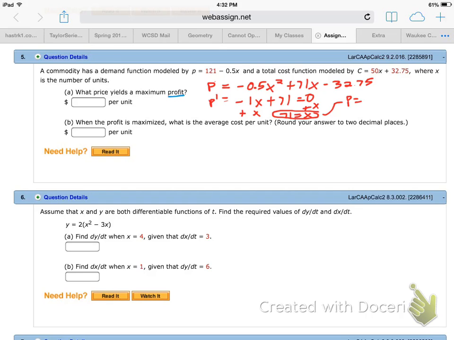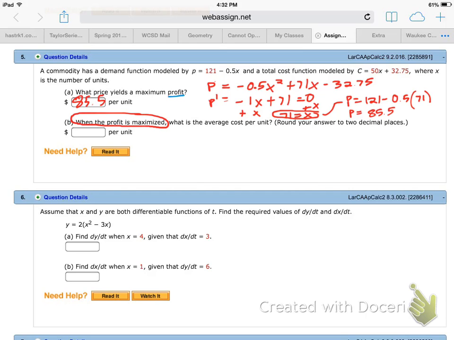Then you take that x equals 71. That's not your answer. I need to get the price that yields maximum profit. This is just the number of units that would be produced to produce maximum profit. So I use that x number of units in the price function, and that would make this 121 minus 0.5 times 71 instead of x, and that ends up being a grand total of $85.50 per unit.